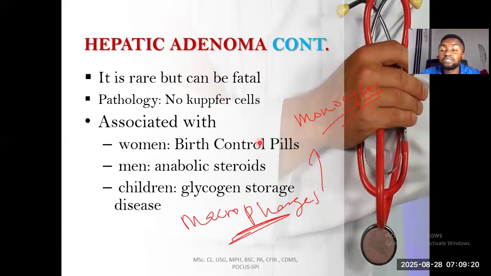Children, glycogen storage disease. So we have a condition called glycogen storage disease. You see, when you eat, the excess glucose will have to be stored. The body will not throw it away. It will have to be stored. And how you store it is the body will convert the glucose into glycogen and store it. But there are some children that don't have the enzyme for that, so they are not able to convert it. So we call it glycogen storage disease. Those children that have that condition are also prone to having hepatic adenoma. It's a risk factor.